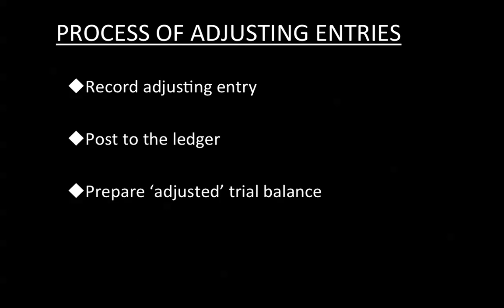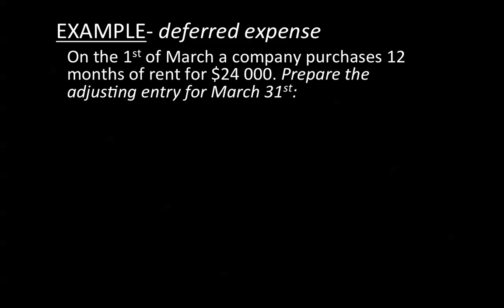So the process of adjusting entries: firstly, you record the adjusting entry, you post it to the ledger, and you prepare the adjusted trial balance. So let's have a look at an example. This one's of a deferred expense. The question says, on the 1st of March, a company purchases 12 months of rent for $24,000, and it needs you to prepare the adjusting entry for March 31st.